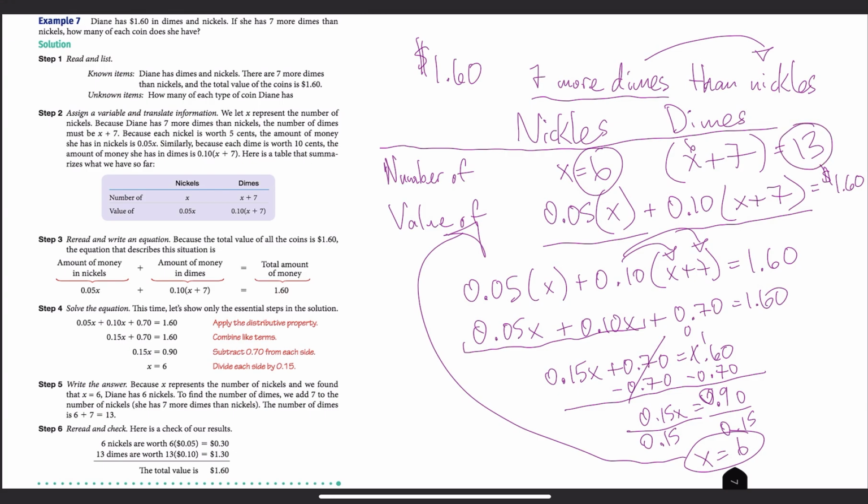And that makes sense because 13 dimes would have a value of $1.30. 6 nickels would have a value of 30 cents. $1.30 and 30 cents would be $1.60. And that's what they told us it was equal to. So hopefully this makes sense as an example of how we could use decimals and problem solving to solve something we might be interested in.